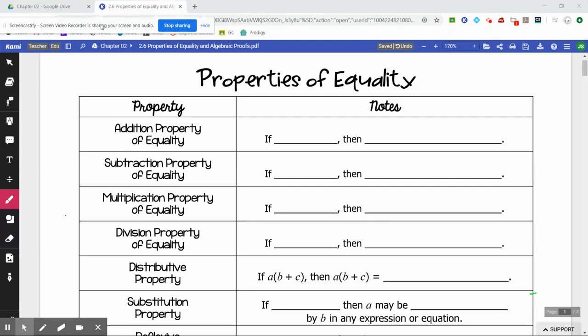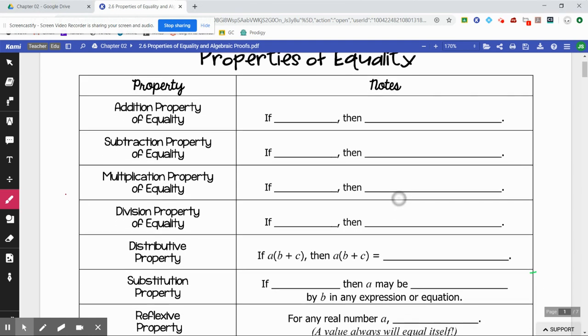Okay, in this video, we're going to talk about the properties of equality, and you've actually used pretty much every one of these properties to solve equations, but we're going to introduce them to you because we're getting ready to start proofs and how to prove that things are true. So let's go over these properties.